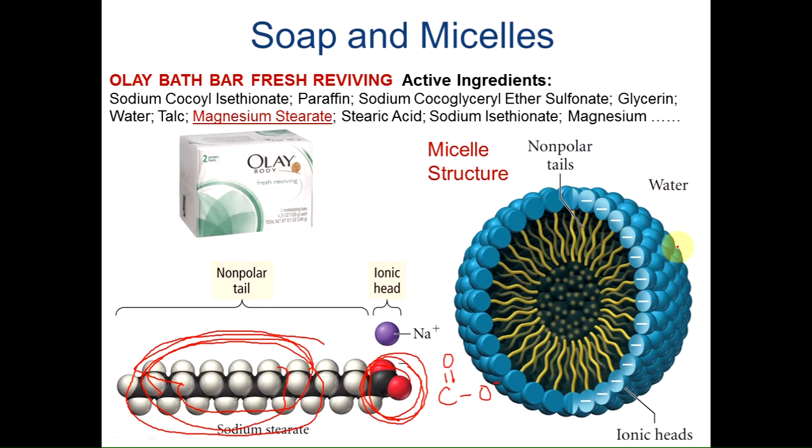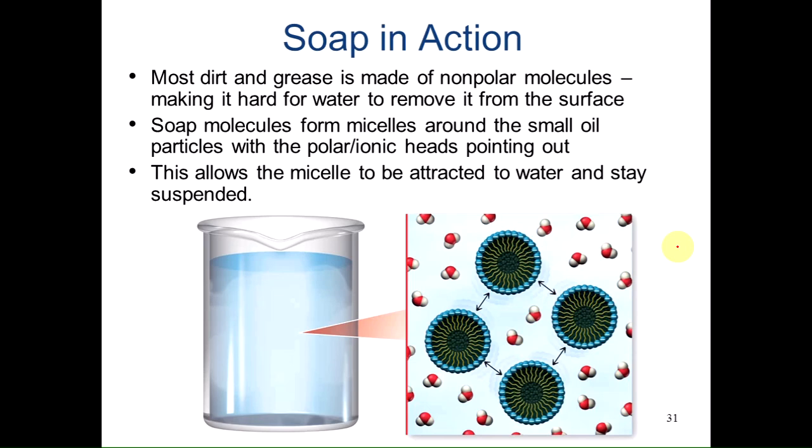So most dirt and grease is made up of nonpolar molecules, making it hard for water to remove it from the surface. So remember, oil and water don't mix. So just trying to wash your clothes that are oily and greasy in water doesn't really get them clean. You have to add soap to it. So the soap molecules form micelles around the small oil particles, and it causes the polar and ionic heads to point out. And this allows the micelle to be attracted to the water and it stays suspended. So when you rinse your clothes, you rinse off the soap and the micelles, and it takes the dirt away, and you actually clean your clothes that way.